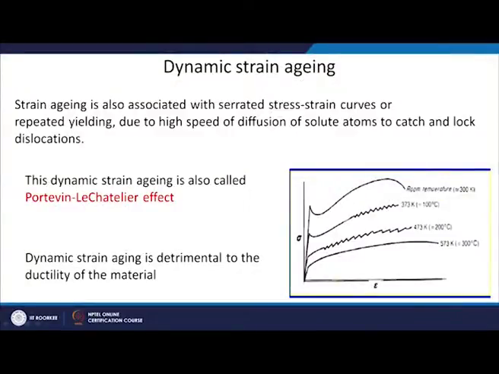Then there is another problem called dynamic strain aging. Usually it happens at higher temperature. At room temperature there is no problem, you have a nice flow curve. At some intermediate temperature you start seeing serrations on the stress strain diagram. These serrations are because of dynamic strain aging. This is basically repeated yielding due to the high speed of diffusion of solute atoms to catch and lock dislocations.